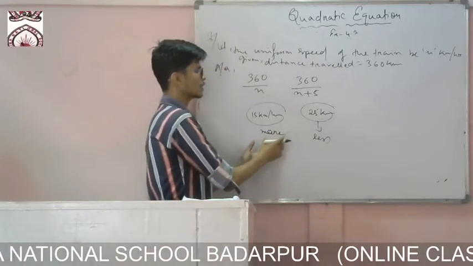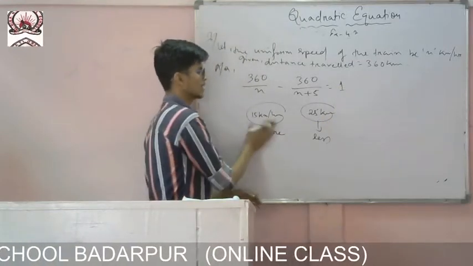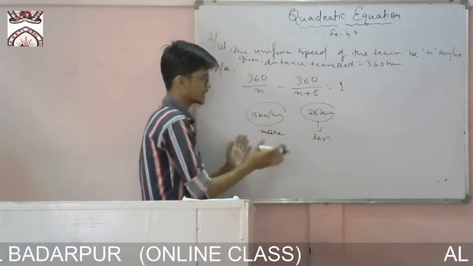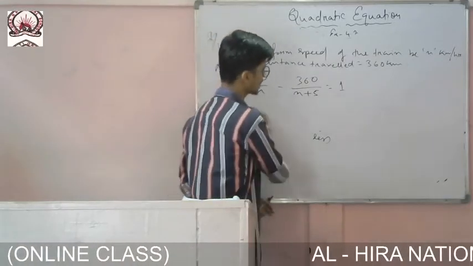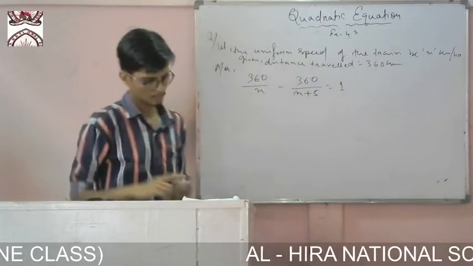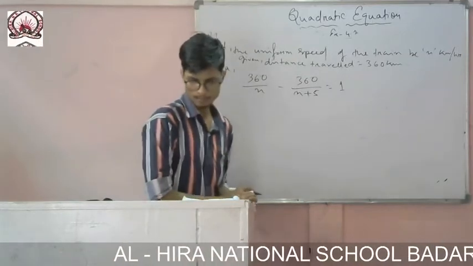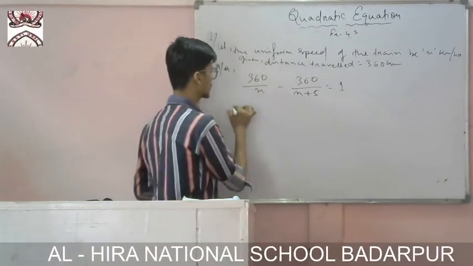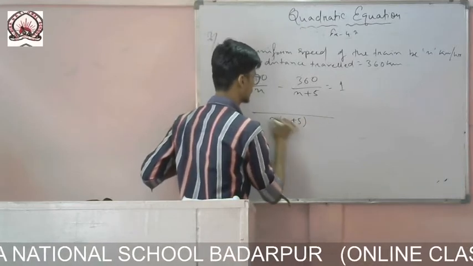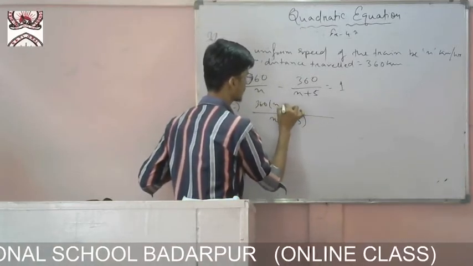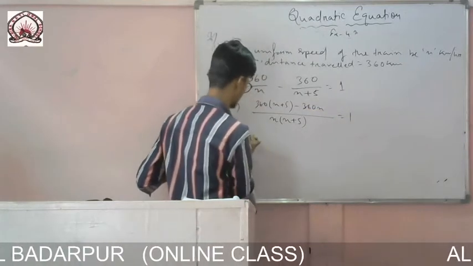So what we do normally, if I do the subtraction and want to get the positive value, I will write the greater one first. We are talking about time, so I will write 360 by x earlier, because it is greater. If I subtract them, it is taking 1 hour less. So now I will solve this. The LCM will be x into x plus 5. So 360 into x plus 5, minus 360 into x, equals 1.